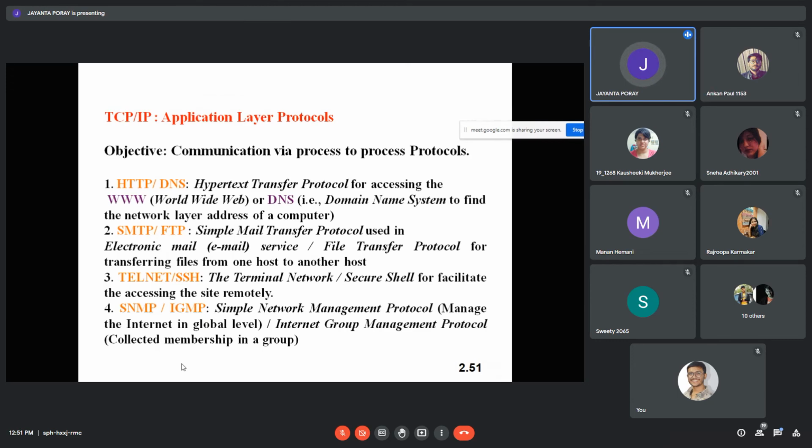For application layer protocols, you will have a look at them in detail: HTTP, DNS, SMTP, FTP, Telnet, SSH, SNMP, IGMP. I think I can share this slide with Tanujit sir.